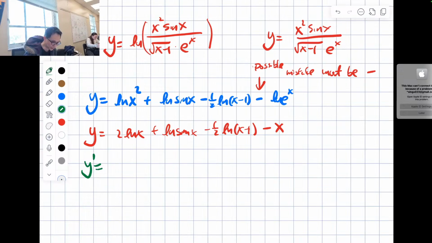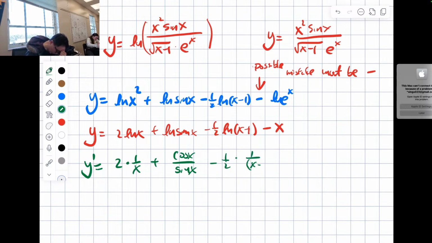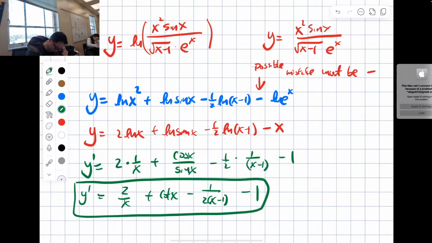So this is a derivative. I write down y prime. Please do not just write down equal, equal, equal. You have to know when you take a derivative. This one's going to be 2 times 1 over x plus cosine of x over sine of x minus half times 1 over x minus 1, minus 1. So it'll be 2 over x plus cotangent of x minus 1 over 2 times x minus 1, minus 1. So this is y prime. So this is a fairly easy question.